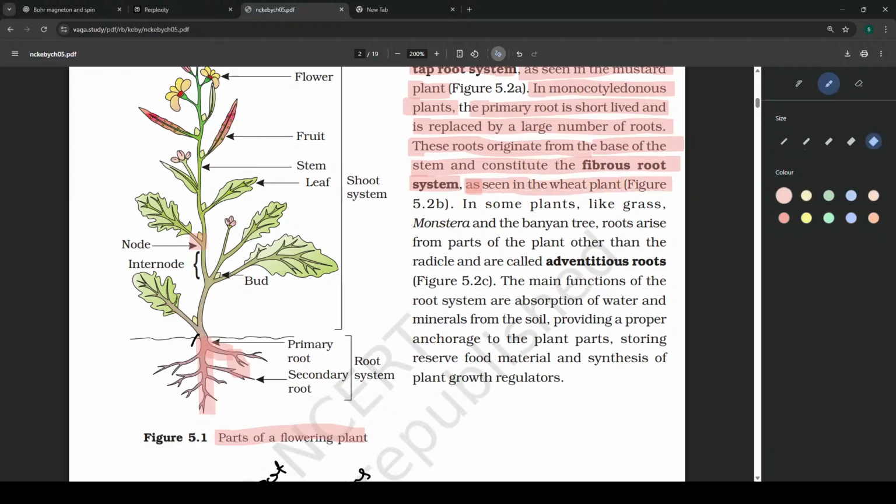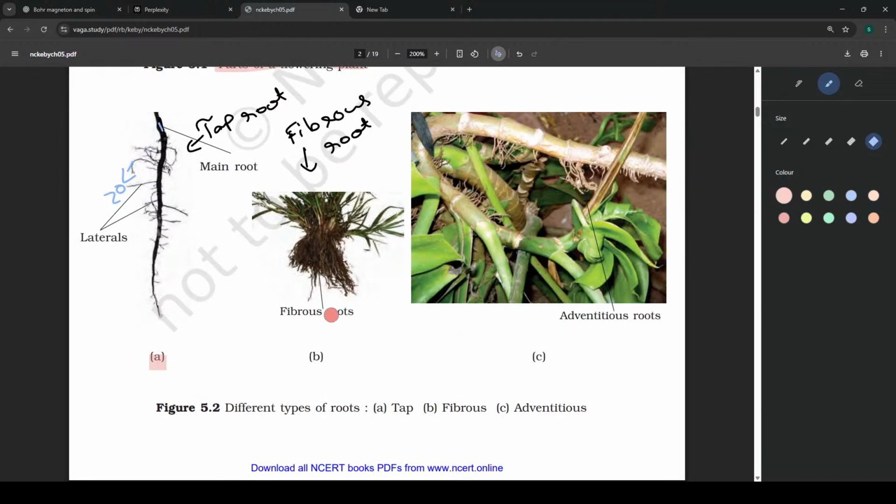As seen in the wheat plant, this is the wheat plant. This is a fibrous root. First, there will be a primary root, then it will be short lived. Then, from here, there will be many more new roots originating from the base, and then they will form a fibrous root system like this.